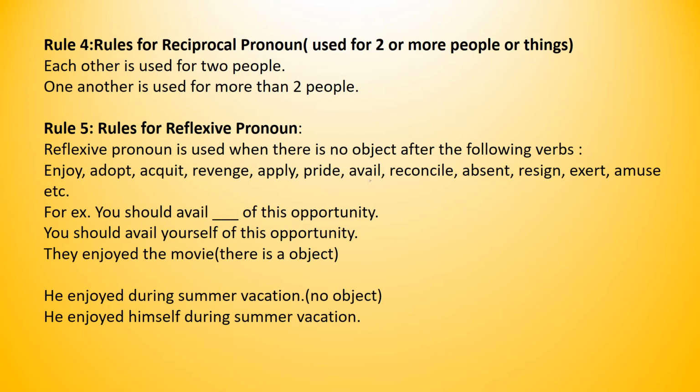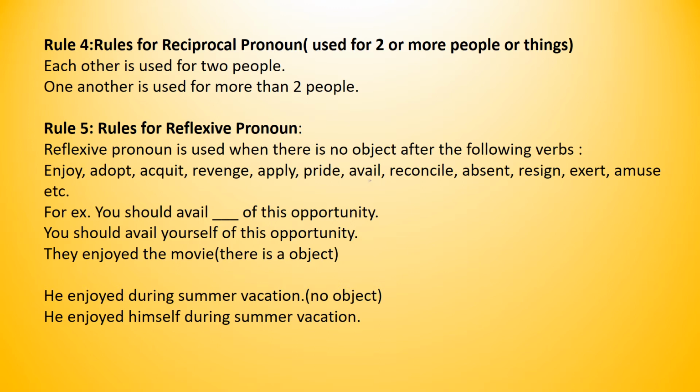Next rule is rules for reciprocal pronouns. Reciprocal pronouns are used to express a mutual action or relationship. There are two reciprocal pronouns, each other and one another. Rules related to them are: each other is used for two people, one another is used for more than two people.